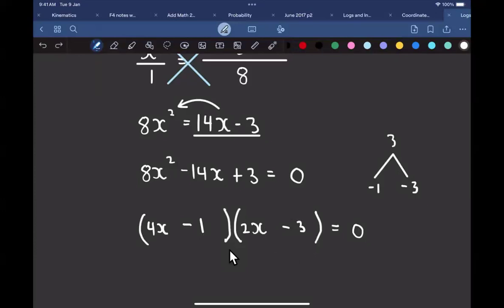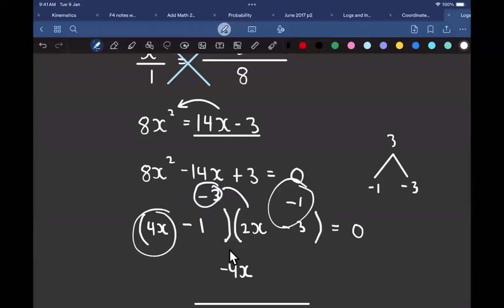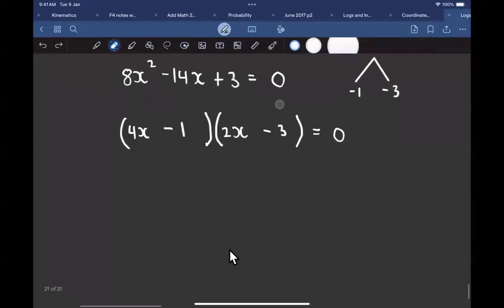If I put the minus 1 over here, I will end up with 4x by minus 1, which is minus 4x. And if I had put the minus 3 over here, I would end up with minus 3 by 2x, which is minus 6x. Would I have gotten the minus 14? Nope. I would get minus 10x. All right, so then I have to find x now. How would I find x?